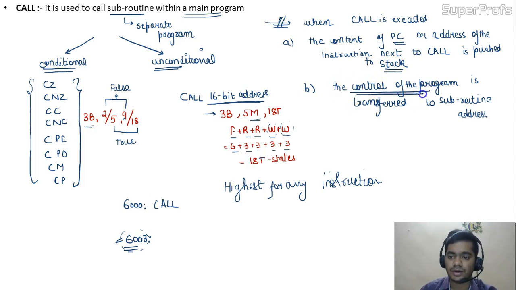Now the control of the program would be transferred to the subroutine address. When this data, that is the next address after the call in the main program, is transferred to the stack, whatever address is present in this call statement would be loaded to the program counter, and the execution of that separate program would start. Okay, so this is the call instruction. You can write these points. Next we are going to see how we will be able to return from the separate program to the main program with the help of the return instruction.